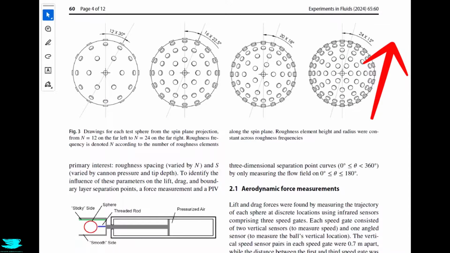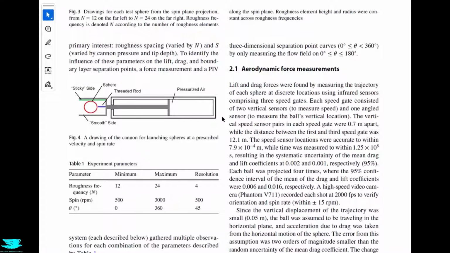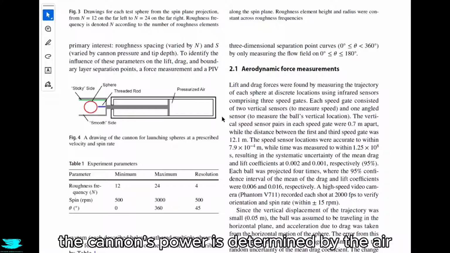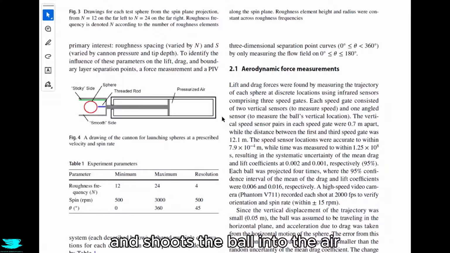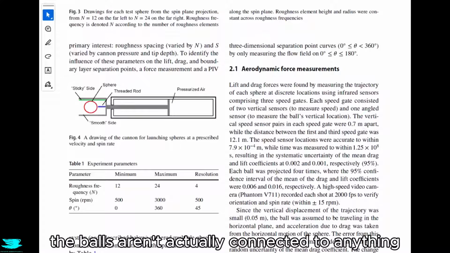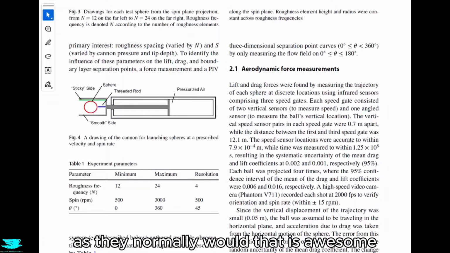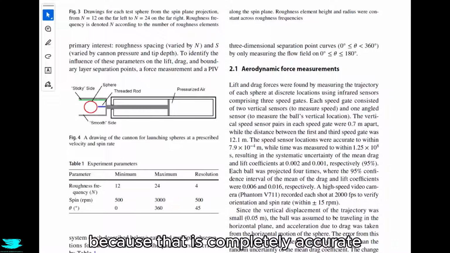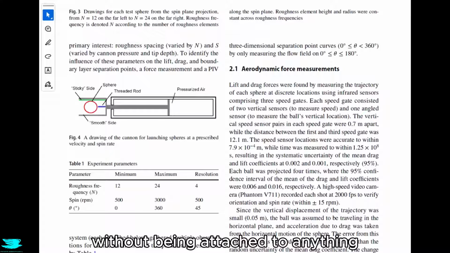Now let's move on. One really cool thing we see is that in figure 4, these balls are shot out of a cannon. The cannon's power is determined by the air pressure in the chamber as it's released. It then pushes the piston and shoots the ball into the air. And because they're shot out, the balls aren't actually connected to anything. They're literally just allowed to fly through the air as they normally would. That is awesome because that is completely accurate in terms of what happens in real life. The ball can just flow through the air without being attached to anything.